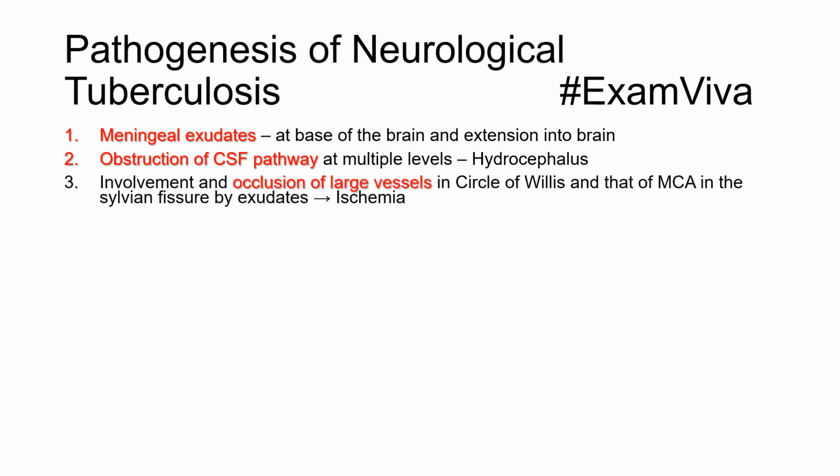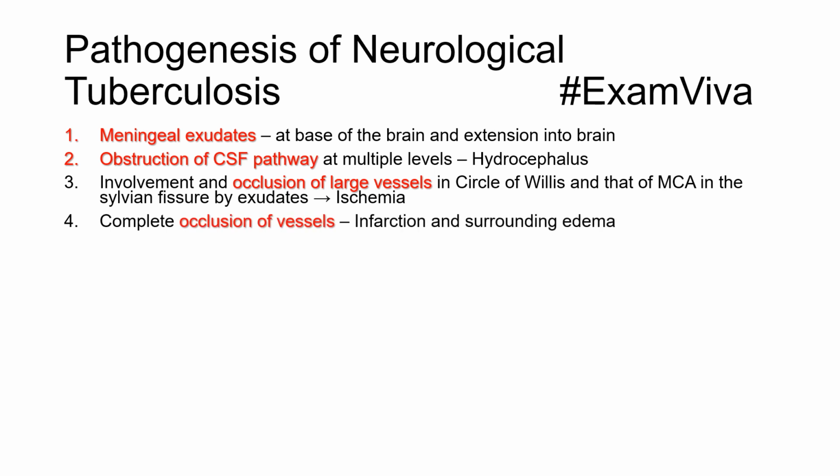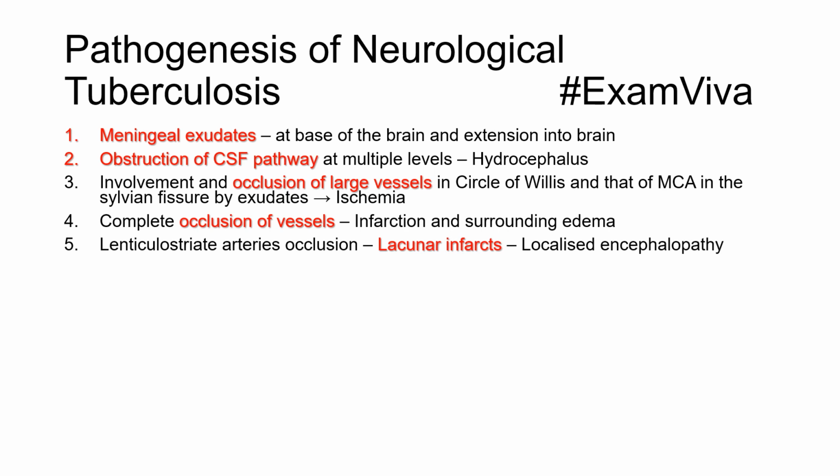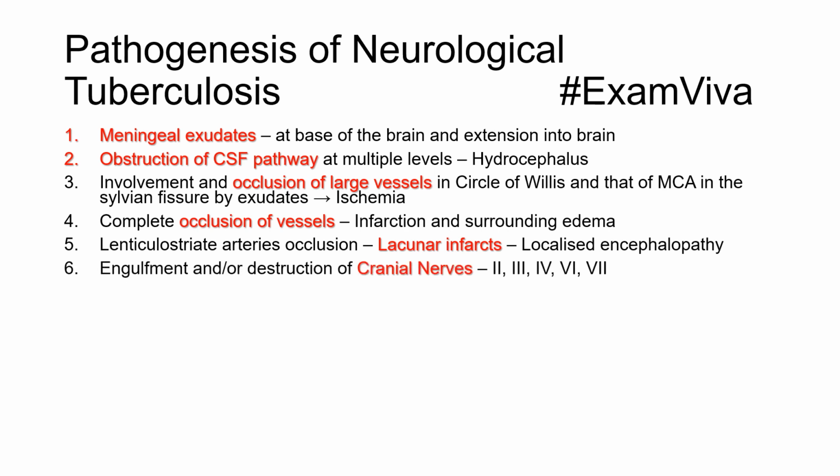Third mechanism is involvement and occlusion of large vessels in the circle of Willis and that of the middle cerebral artery in the Sylvian fissure by the exudates, which leads to ischemia, which in turn leads to stroke-like manifestations. Fourth is complete occlusion of vessels leading to infarction and surrounding edema. Fifth mechanism is lenticulostriate artery occlusion, which can lead to lacunar infarct and localized encephalopathy-like manifestations.